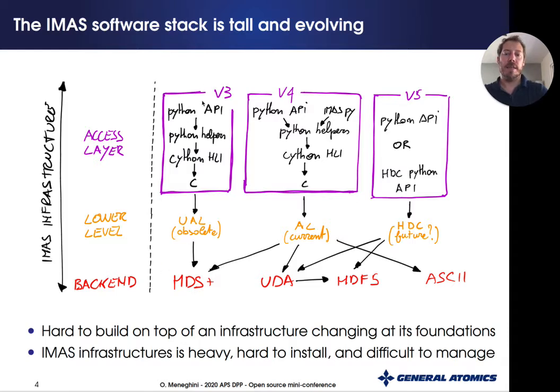As I try to convey here, things have been evolving: version 3, version 4, version 5. And so also the lower level has evolved in time. So if you are a user up here trying to use this API, you may see things changing under your feet. Our experience has been that it's been hard to build on top of an infrastructure that is changing. And also this very tall software stack makes IMAS heavy, hard to install, and difficult to manage and keep up to date.